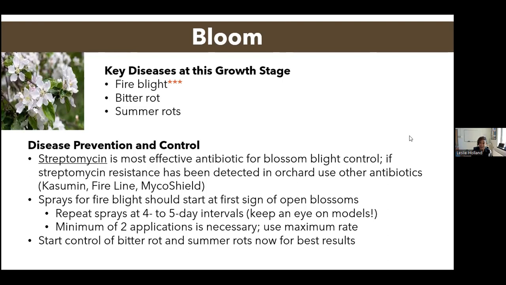I would also then limit your applications of streptomycin to no more than 3 per season, and only use during bloom, because again, we don't want to encourage any resistance to develop. And again, as I mentioned, you can start your bitter rot and summer rot control now, as this will be a critical time to get ahead of those pathogens as they start taking off at this period.